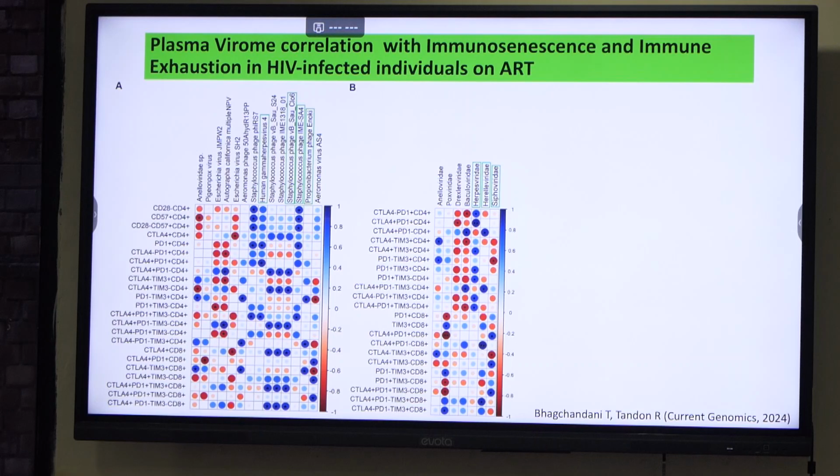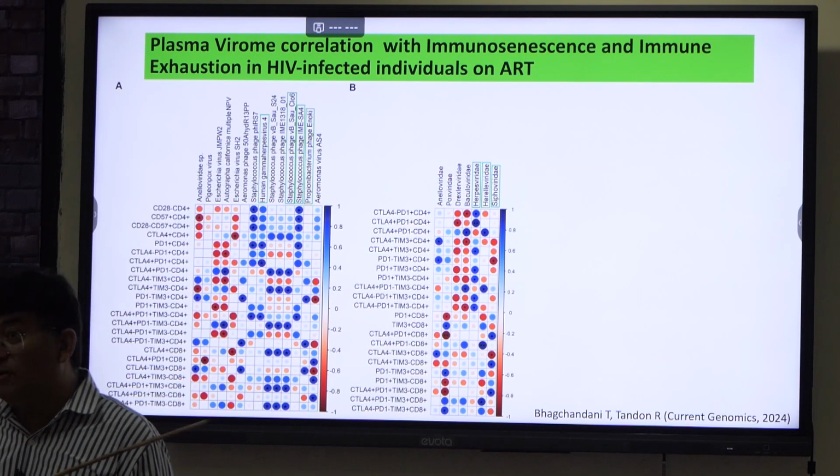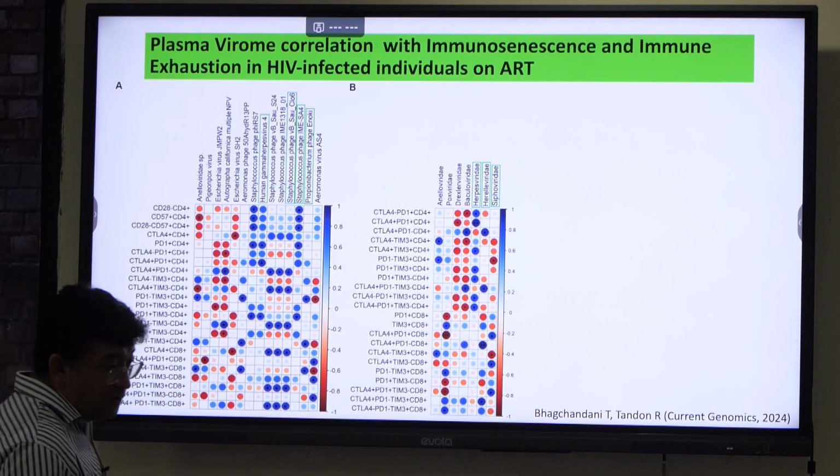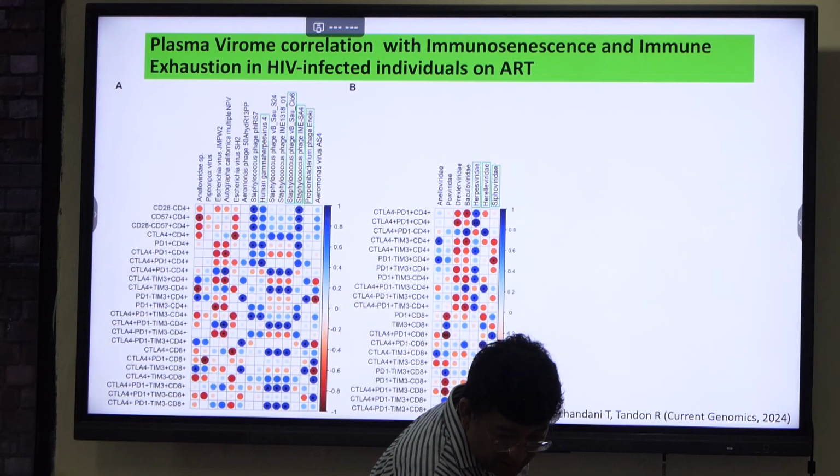For the plasma virome correlation with immunosenescence and immune exhaustion in HIV infected individuals on ART, we found that human gamma herpesvirus 4, which was elevated in HIV infected patients, is associated with PD1 positive CD4 cells. Likewise, you see that we have CTLA4 minus and TIM3 positive CD8 T cells. Various kinds of T cells which are considered exhausted T cells are associated with human gamma herpesvirus 4, which was elevated in HIV infected subjects.